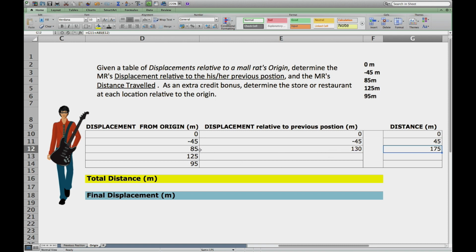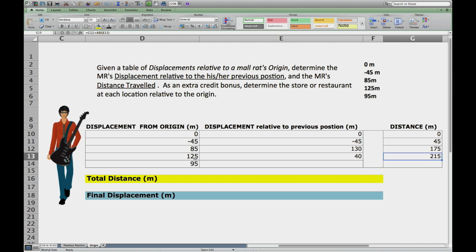Okay, next we go from position 85 to position 125. So that's 40 meters in the positive direction. So that means the displacement is positive 40. Okay, and then we add that to the 175 to get our 215 for distance in meters so far.